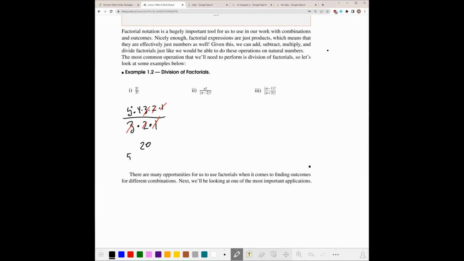What if we did this? 5 times 4 times 3 factorial divided by 3 factorial. That's a 3, trust me. Hey, look, I can just cancel that stuff out.